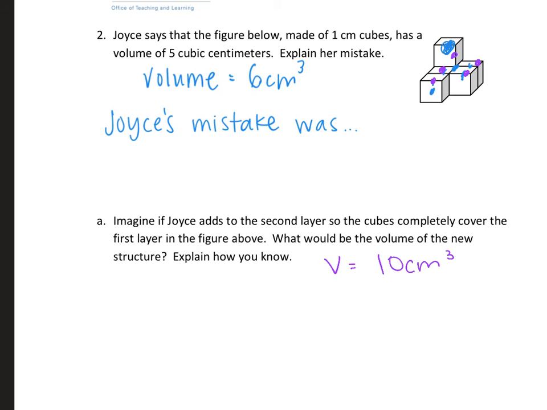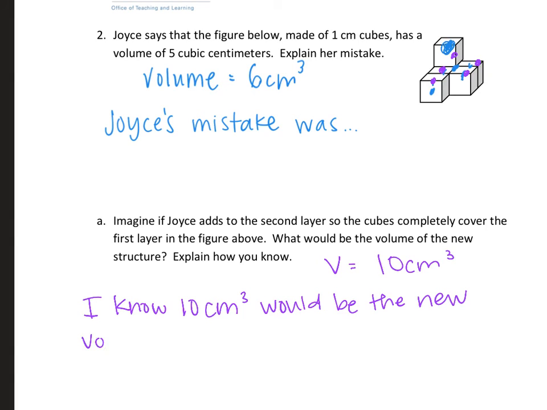So again, I know 10 cubic centimeters would be the new volume because, and then write your explanation. And again, it doesn't have to be anything fancy, it just has to be in complete sentences so we can understand your thinking. So, for example, I know 10 cubic centimeters would be the new volume because there are 5 cubes on the first layer. So if she adds another layer, there are going to be 5 more cubes, which is going to give us 10 cubic centimeters.